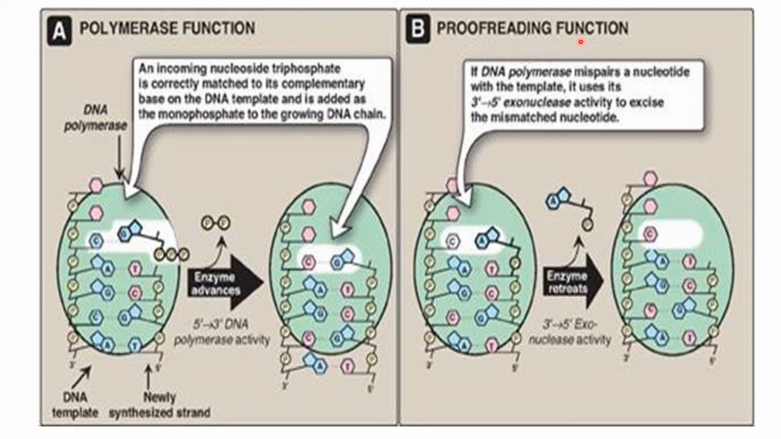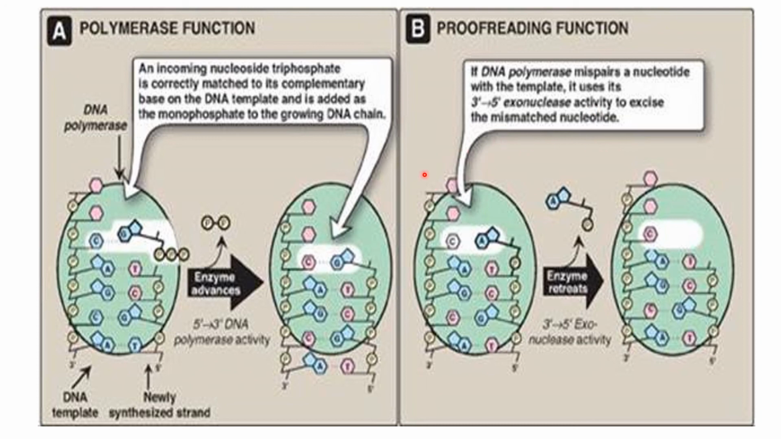What is proofreading? You know that whenever any document is being formed, it is proofread by another person to avoid any kind of error or mismatch. So here in DNA synthesis, if DNA polymerase mispairs a nucleotide with the template, it uses its 3' to 5' exonuclease activity to excise the mismatched nucleotide.